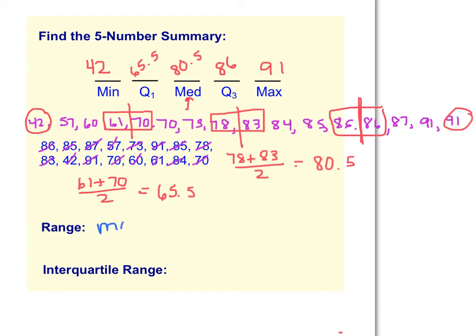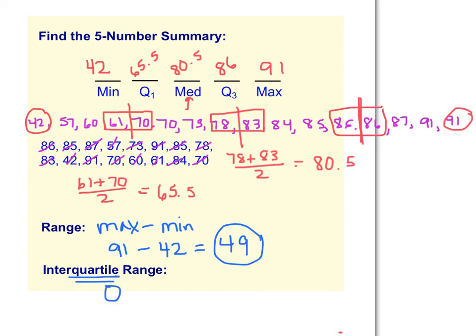Now the range is just max minus min, always the bigger number minus the smaller number. So 91 minus 42 gives us 49. And then the interquartile range, you want to go to your quartiles. You're going to take Q3 minus Q1. Q3 is 86 minus 65.5. And we get 20.5.